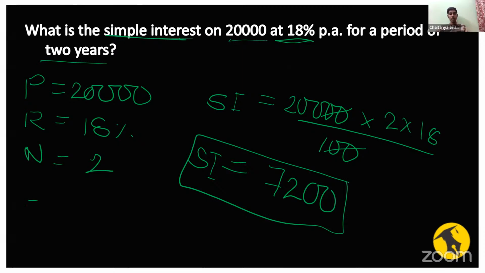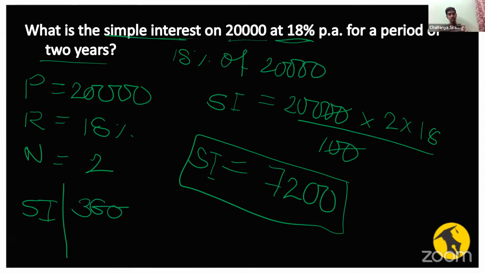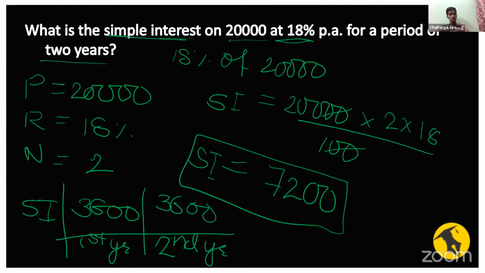If I explain it in a tabular format, for the first year you will get what? 18% of 20,000, which will be nothing but 3600. This was for the first year. Again, for the second year, you will get 3600. So total, you will get 7200. All right, fairly easy question. Let's move ahead.